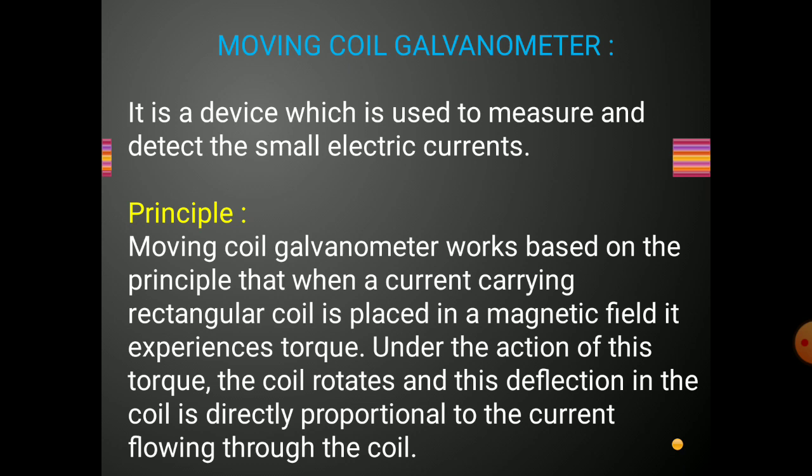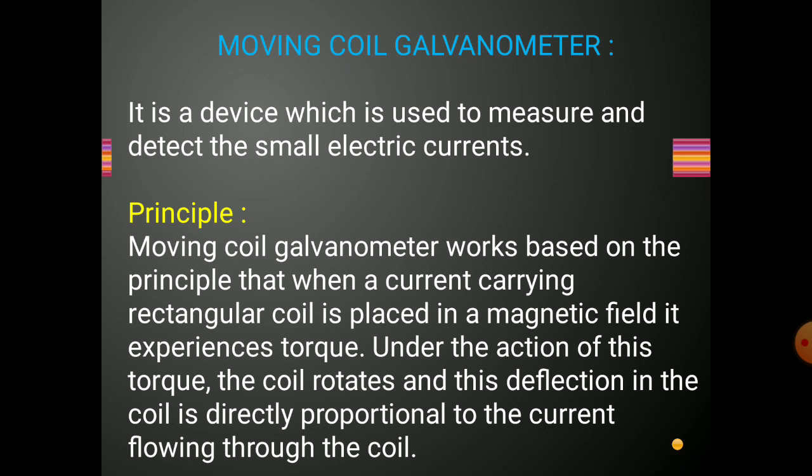Now, what is a moving coil galvanometer? It is a device which is used to measure and detect small electric currents. To measure small electric currents, we are going to use a device known as the moving coil galvanometer. As we have seen, our chapter is electricity and its measuring instruments. So, it is the instrument to measure electric current. We can detect and also measure electric current.